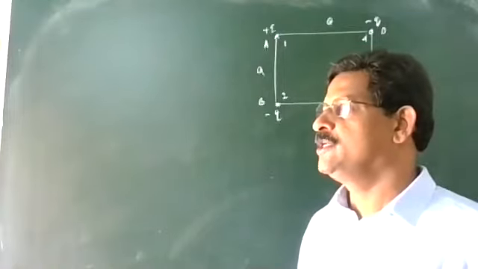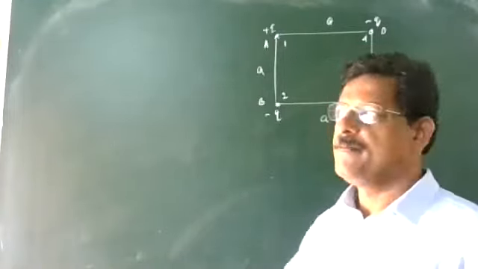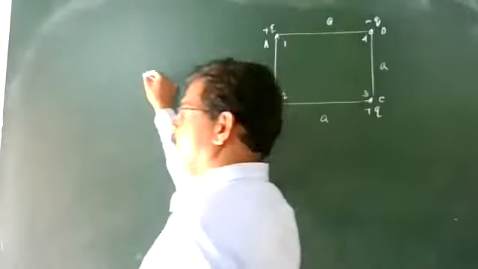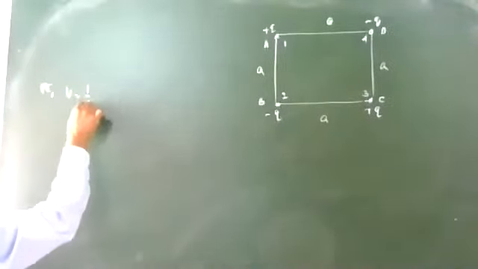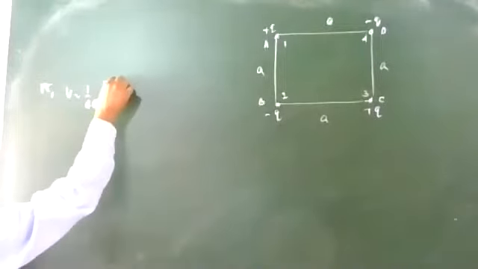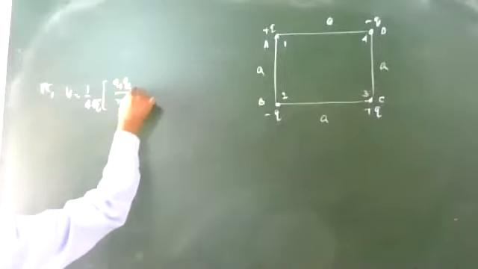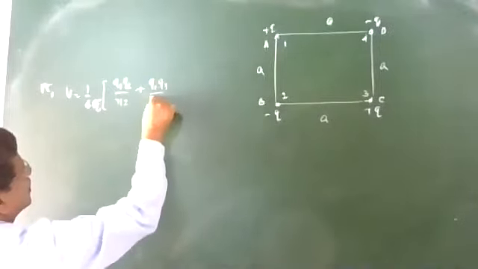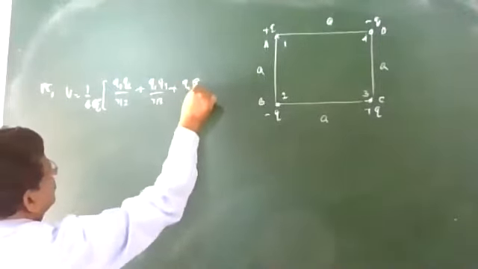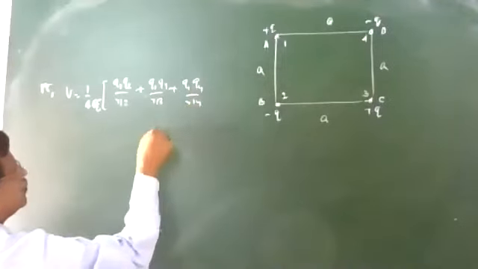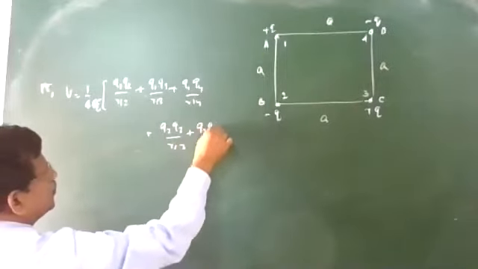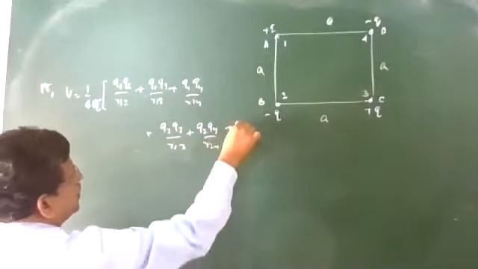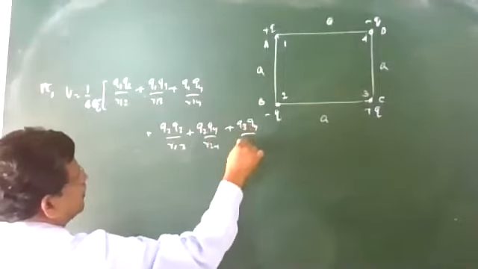First is the total potential energy. You are writing the equation. Potential energy will be equal to 1 by 4 epsilon 0, which is Q1 Q2 by R12, plus Q1 Q3 by R13, plus Q1 Q4 by R14. Now to say, Q2 Q3 divided by R23, Q2 Q4 divided by R24. Last one, Q3 Q4 divided by R34.